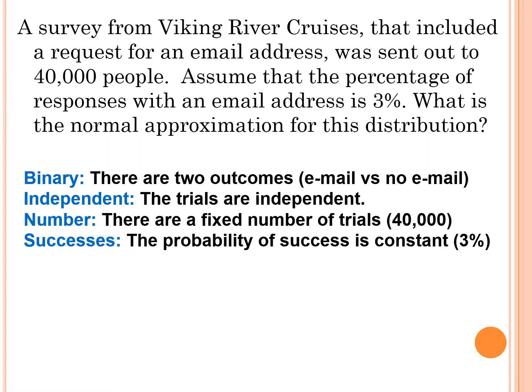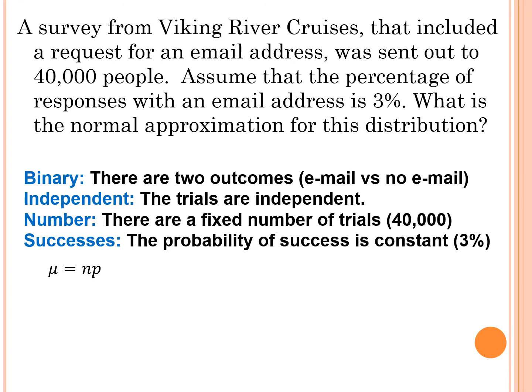It's binary. There are 2 outcomes. Either we get an email or we don't. Trials are independent. If someone gives their email address, it doesn't affect the probability that the next person is going to give their email address. We have a fixed number of trials, which is 40,000, and a constant probability of success, 3%.